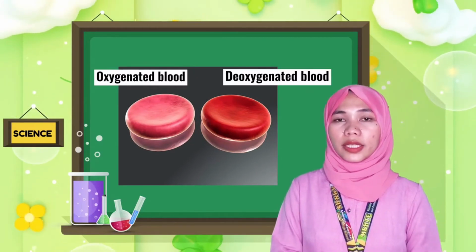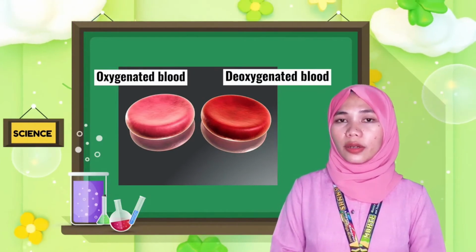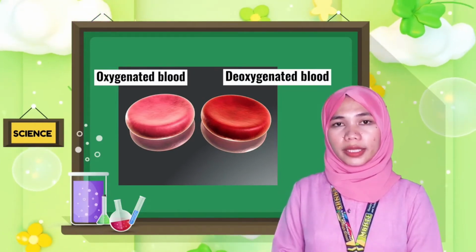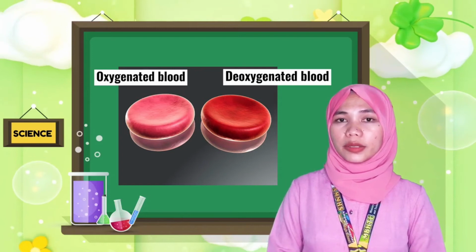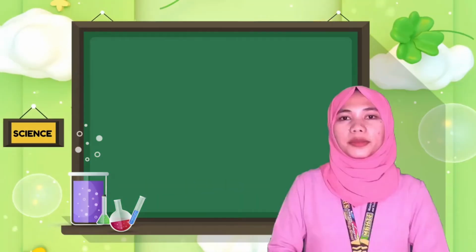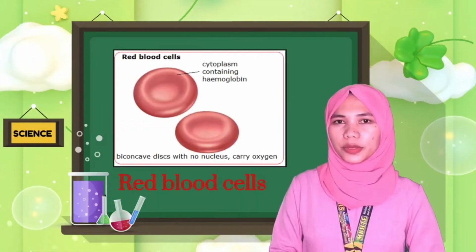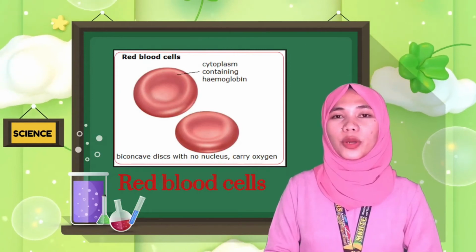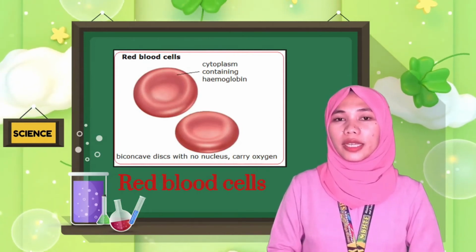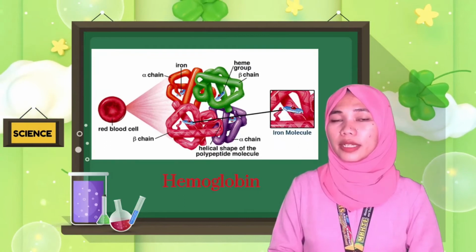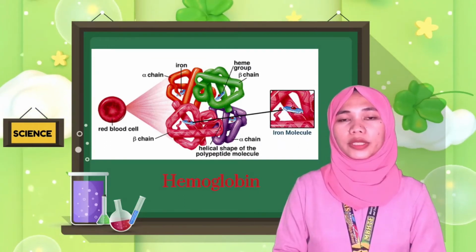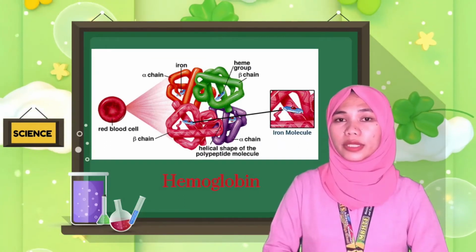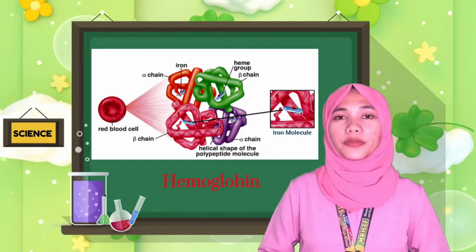The blood is either oxygenated or deoxygenated. Oxygenated blood contains nutrients and oxygen. On the other hand, deoxygenated blood contains carbon dioxide. Red blood cells have no nucleus, meaning they have more room for oxygen. Hemoglobin in the red blood cells becomes an excellent transporter of oxygen and carbon dioxide because of the presence of iron.